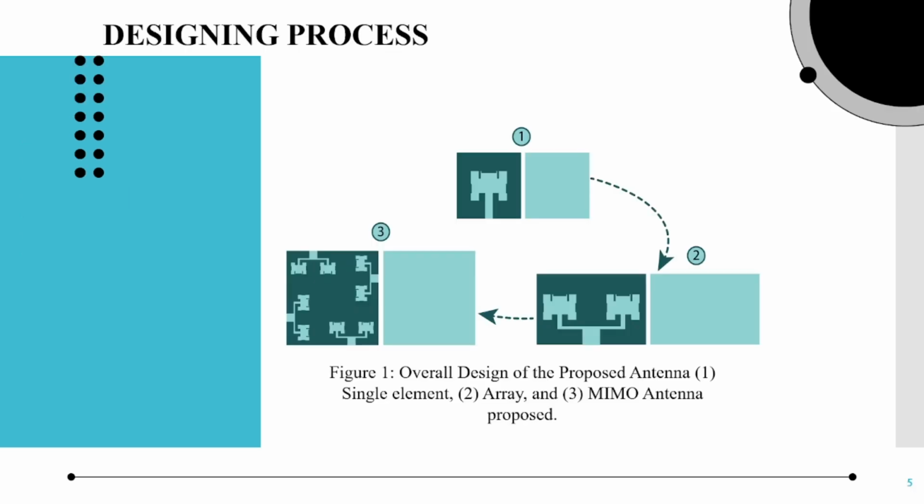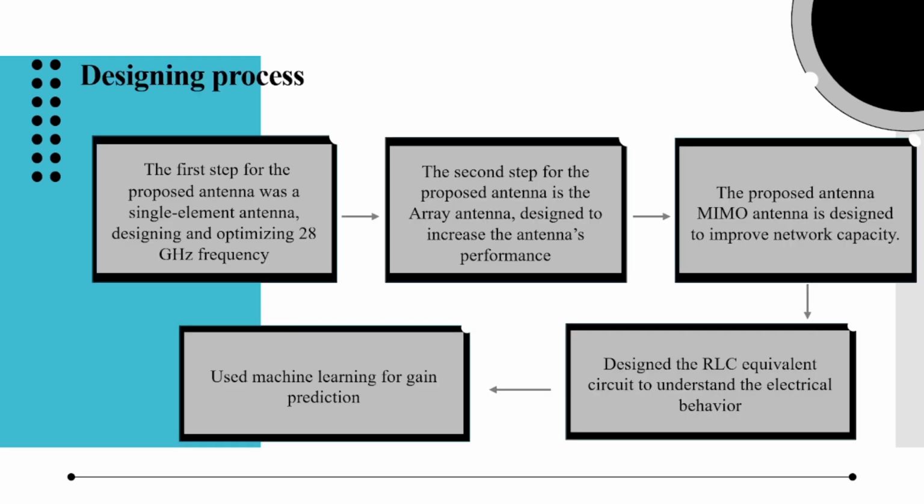And this is our design process. There are 3 steps. First is the single element, second is the array, and the third is the MIMO antenna. In the design process, first we consider the single element for 28 gigahertz, and then we consider the array to improve our gain, and also consider our equivalent circuit RLC and the validation of the result, and finally we use the machine learning technique for the gain prediction.